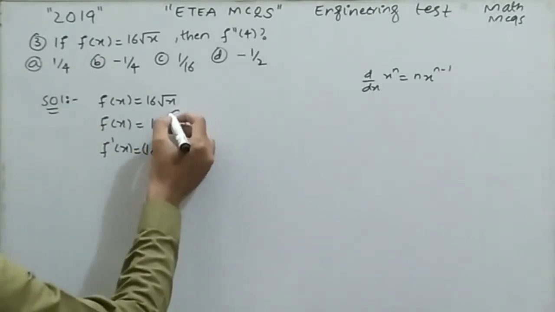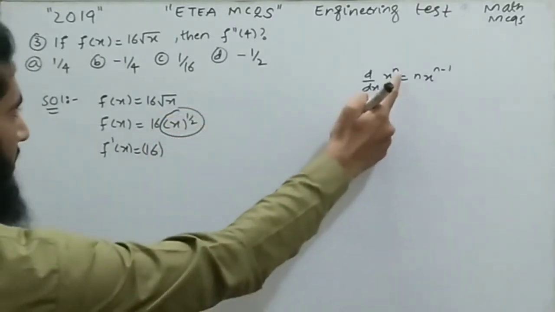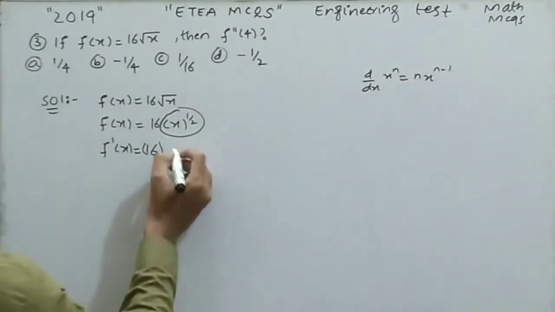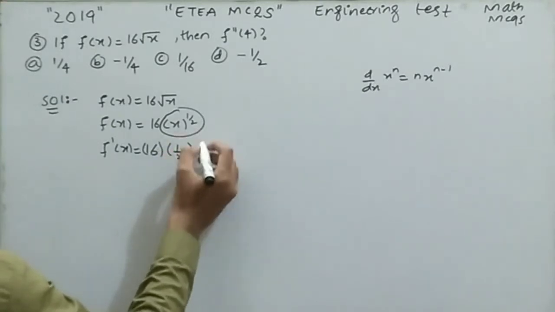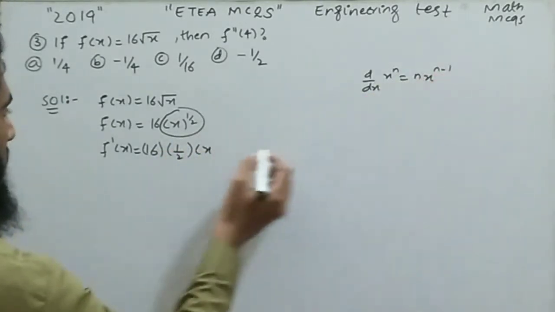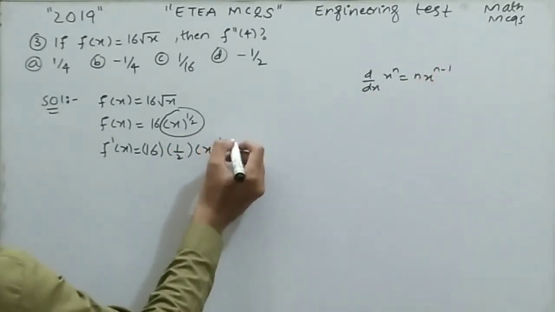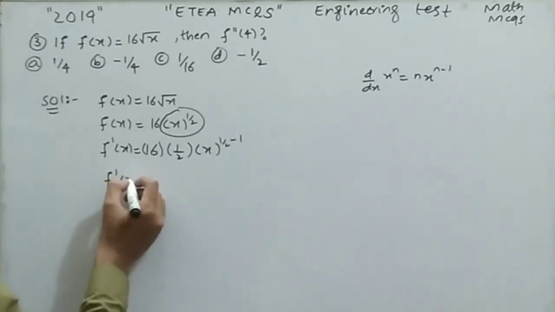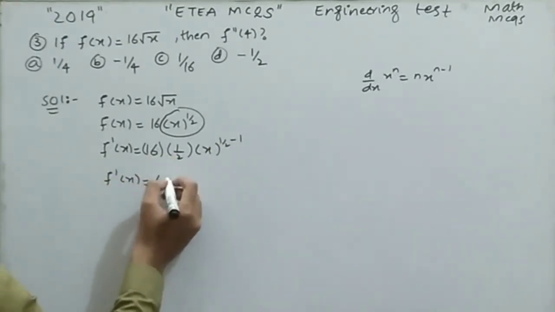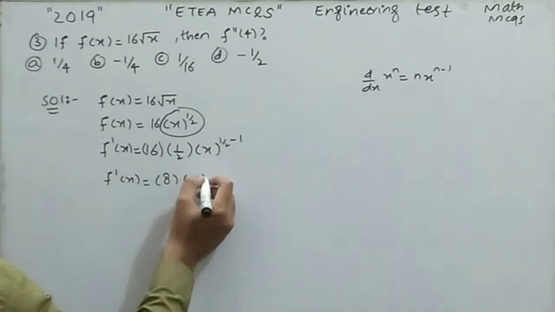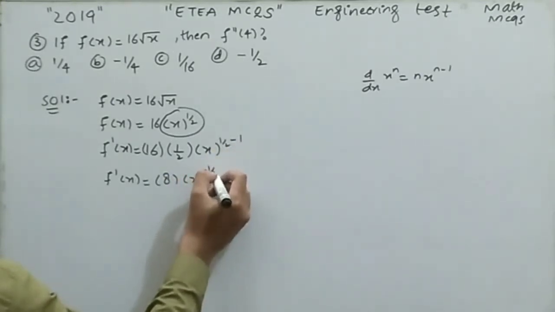16 is a constant, it will come down as it is. Over here we differentiate this function. So according to the formula, this power will come to the front, so it becomes 1 by 2, and we will subtract 1 from the power. So it becomes 1 by 2 minus 1. So our f prime of x will be equal to 16 by 2, which gives us 8, and here it becomes x power 1 by 2 minus 1, which gives us minus 1 by 2.